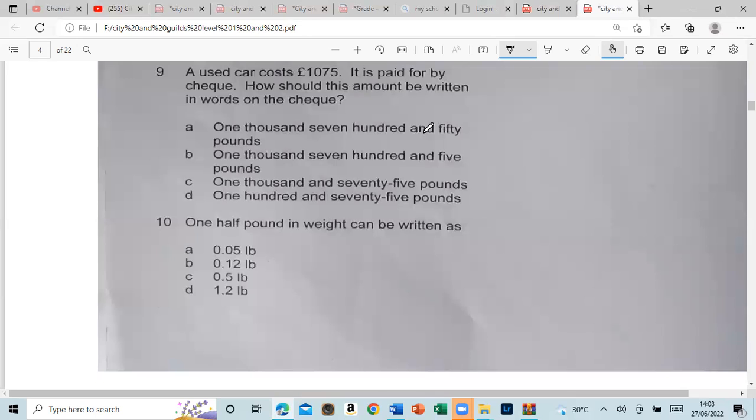A used car costs 1,075 pounds. It is paid for by check. How should this amount be written in words on the check? 1,750 pounds, B. No, 1,075 pounds. So that will be C.